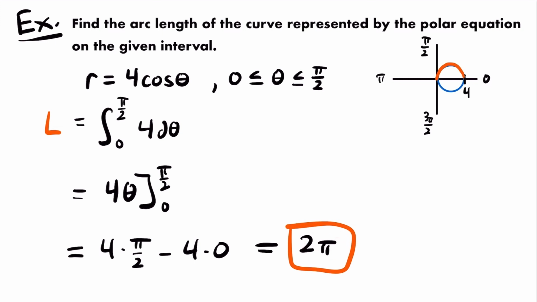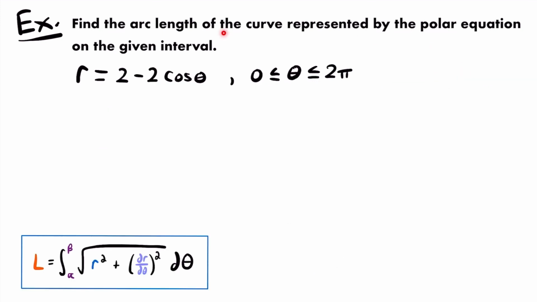2 pi is the arc length of this curve, r equals 4 times cosine theta, between the angles of 0 and pi divided by 2. This arc length right here. Okay, let's take a look at another example. All right, so here's our next example.